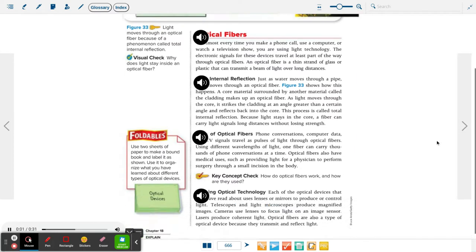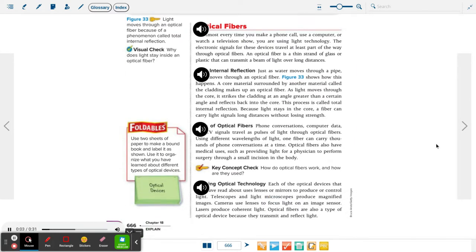Uses of optical fibers. Phone conversations, computer data, and TV signals travel as pulses of light through optical fibers. Using different wavelengths of light, one fiber can carry thousands of phone conversations at a time. Optical fibers also have medical uses, such as providing light for a physician to perform surgery through a small incision in the body. Key concept check. How do optical fibers work, and how are they used?